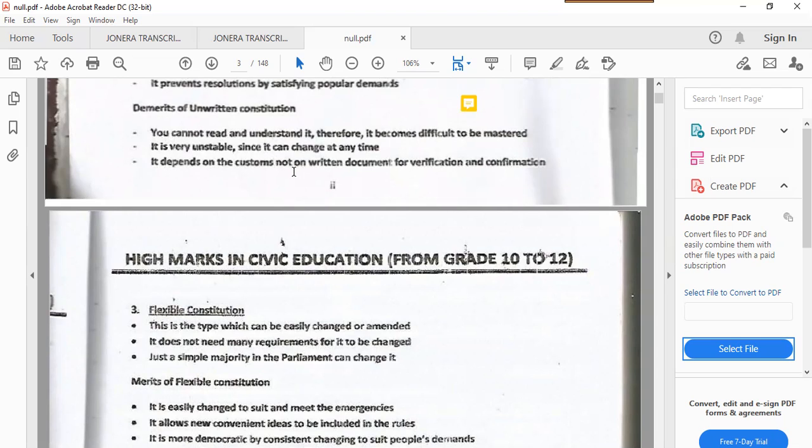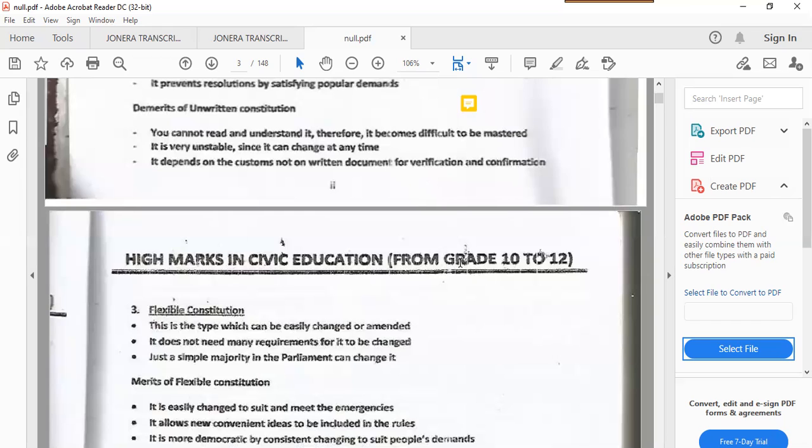If you're a woman, you're not allowed to drive, that's the custom, end of the story. So you cannot pass it through verifications and confirmations. So we are done with a written constitution and unwritten constitution. The other two are flexible constitution and rigid constitution.